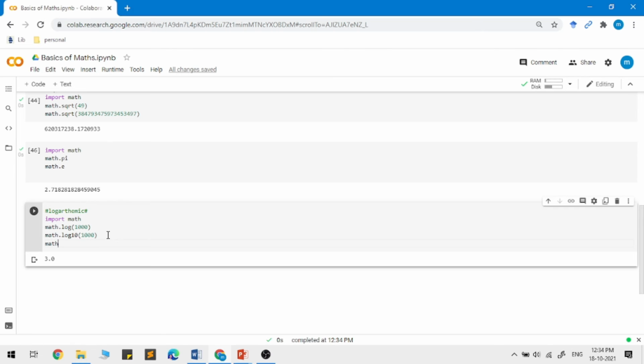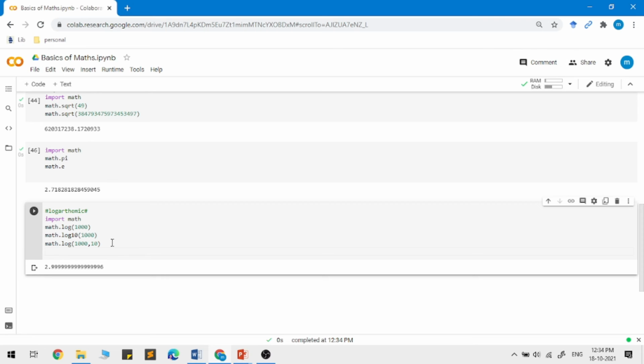Or else I can use the same function, math dot log of 1000 to the base 10. So instead of mentioning log10, I am using log of 1000 comma 10. So it will take the log of 1000 for the base 10. So again I'll get the same 3. We'll check it out. Yes, it is 2.999. When you round it up, you'll get 3, right?